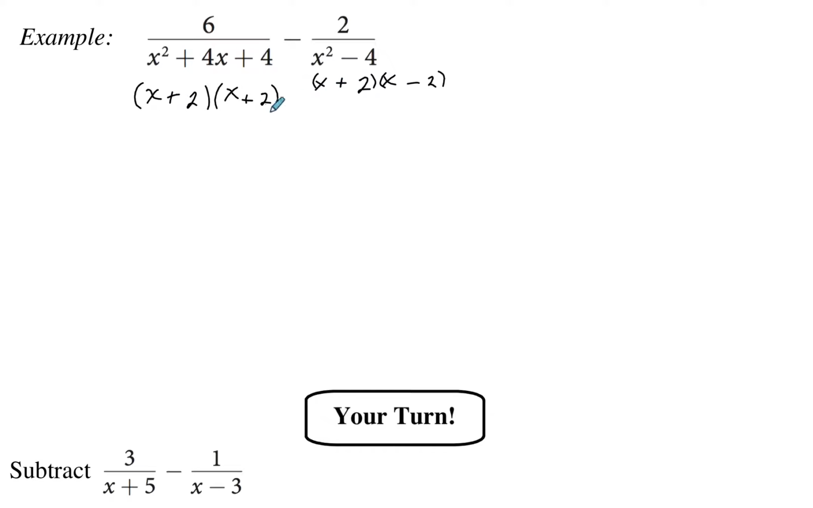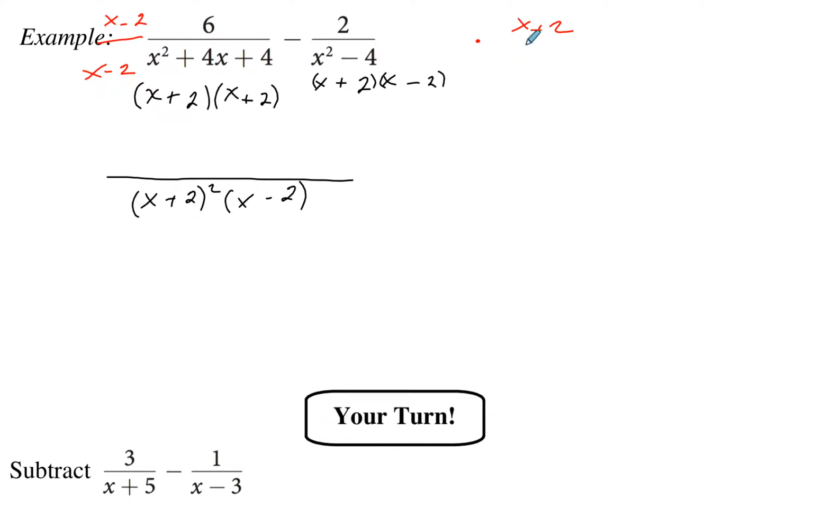Well, they share a factor of x plus 2 is already there. But I need to have at least two of those. This one has two x plus 2's. So our common denominator will be x plus 2 the quantity squared. But then I also need an x minus 2. Okay, so that's going to be our common denominator. So up on the top left here, this one is missing the x minus 2. So I'm going to multiply the top and bottom by x minus 2 over x minus 2. And then over on the right-hand side, that one needs to be multiplied by a factor of x plus 2. It's just missing one of those factors.